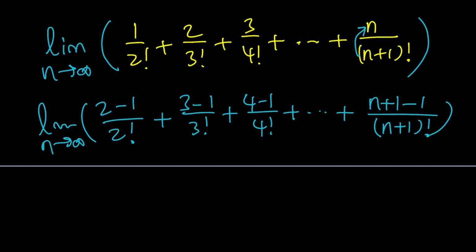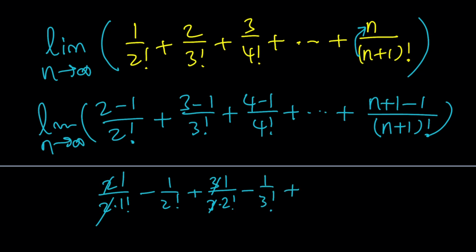Now 2 over 2 factorial is equal to what? Well, 2 factorial is 2 times 1 factorial, or just 1. We can basically write this as 1 over 1 factorial. And then this gives us 3 over 3 factorial, which is 3 over 3 times 2 factorial. The 3's cancel out. 1 over 2 factorial minus 1 over 3 factorial. And then now you probably got the pattern: 1 over 1 factorial minus 1 over 2 factorial plus 1 over 2 factorial minus 1 over 3 factorial, 1 over 3 factorial minus 1 over 4 factorial, and finally we get 1 over n factorial minus 1 over n plus 1 factorial.